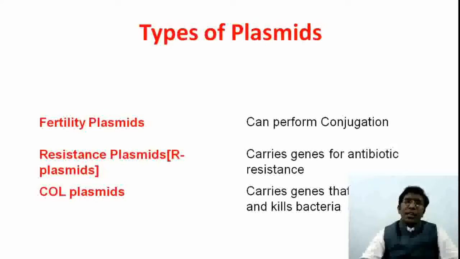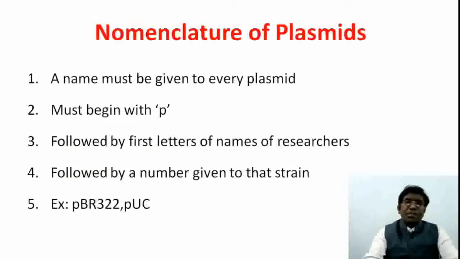And finally, we have another type called col plasmids. These plasmids contain genes which produce a poisonous protein that can kill the neighboring bacterial cells. Such plasmids which contain genes for harmful proteins are called col plasmids.